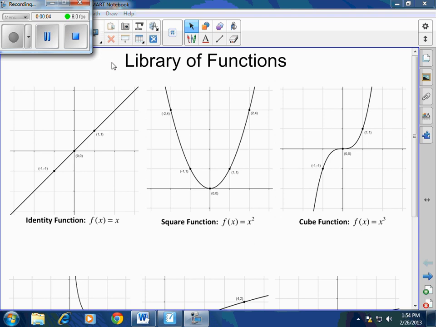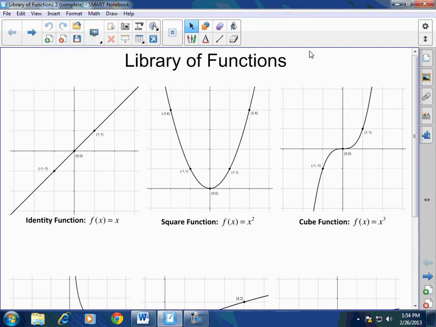Okay, guys. We are now starting on something that is not in the book. It is in the book, but it is not labeled and consolidated the way I'm consolidating it today. And today we're going to be talking about the library of functions.